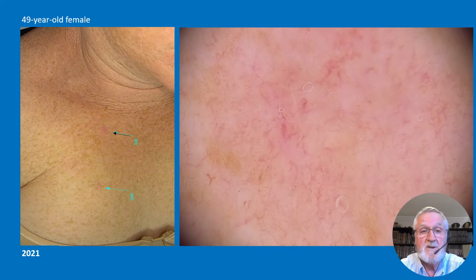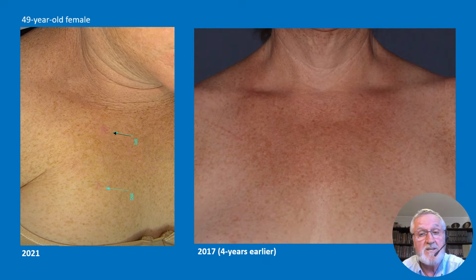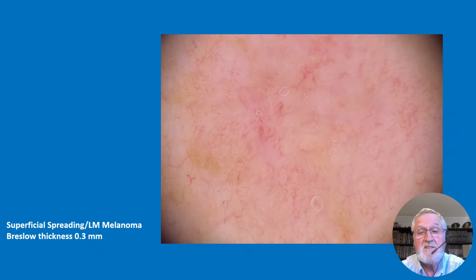Now, this is a 49-year-old female. This lesion was encountered in 2021 because she pointed it out as new. Now, it's a very subtle lesion. We went back and looked at images from 4 years earlier, total body photography images on Photo Finder, and it was there. So it wasn't a mosquito bite. It was something which had been persisting and maybe getting more evident over 4 years. So we excised it, and it was another thin, invasive amelanotic melanoma.